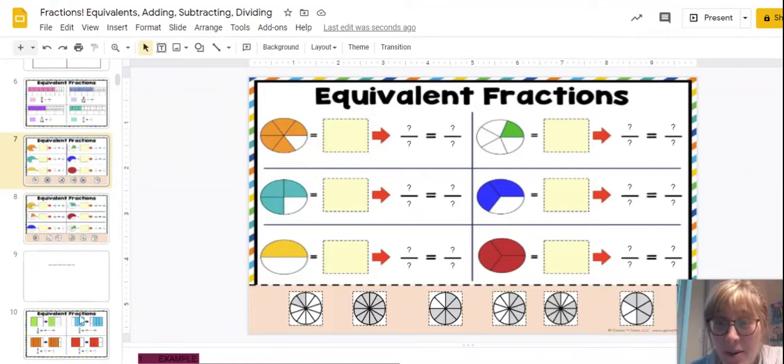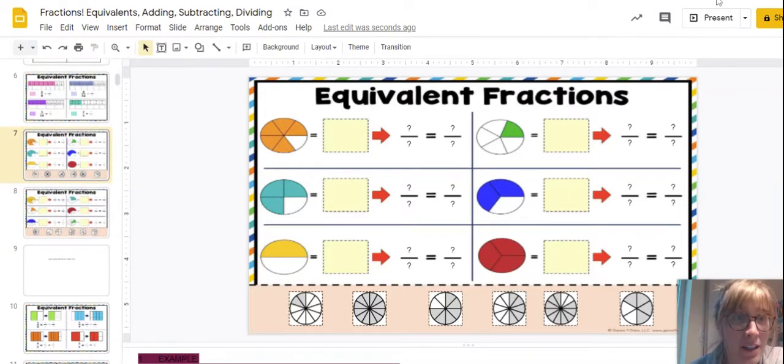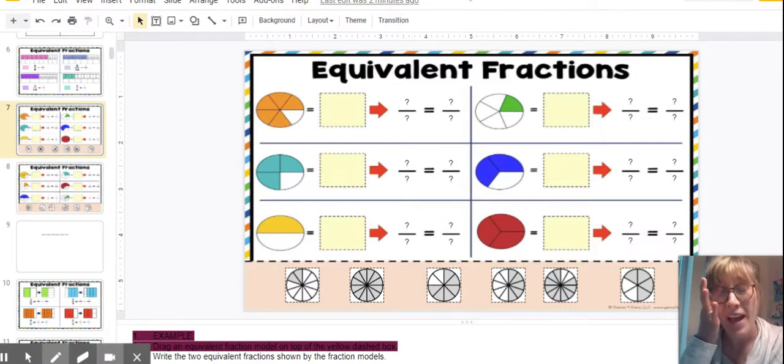Hey guys, so here what we're going to explore is another look at the same idea of what is an equivalent fraction. As we explore that, let's think again about what an equivalent fraction is. An equivalent fraction is when one fraction is exactly the same value as another, but it just has a different look. It has a different numerator and denominator. The numerator is the top number, the denominator is the bottom.